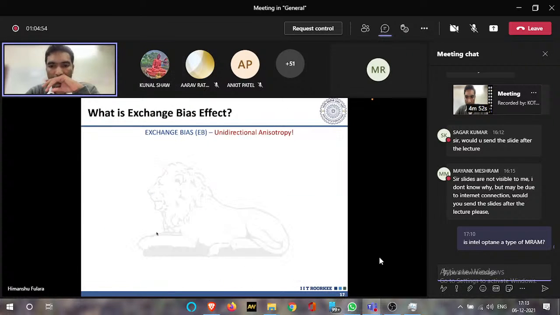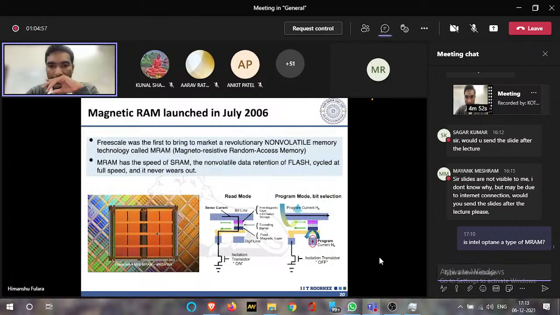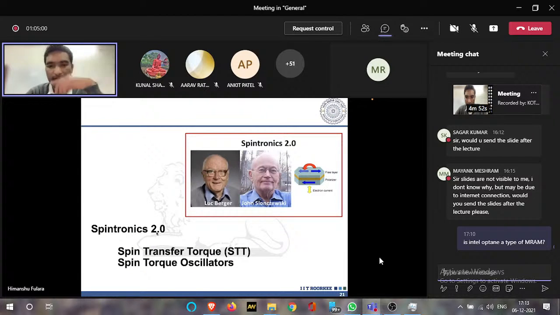So now here starts my area of research. This is basically spintronics 2.0, and these two gentlemen, I would say they deserved the Nobel Prize because they started a new journey, a new breakthrough in this area of spintronics. And one of the gentlemen died in 2019. Slonczewski is no more now, but Berger is still alive.